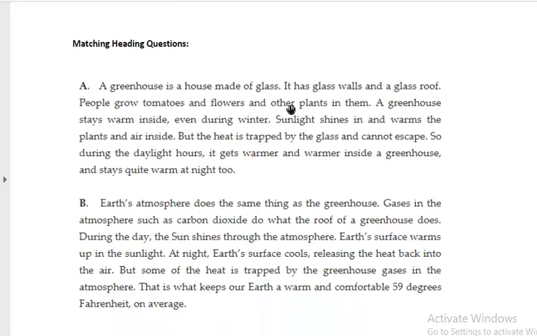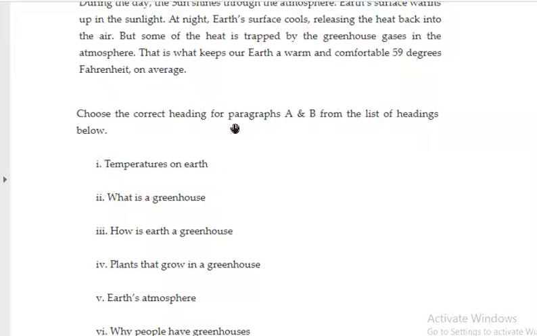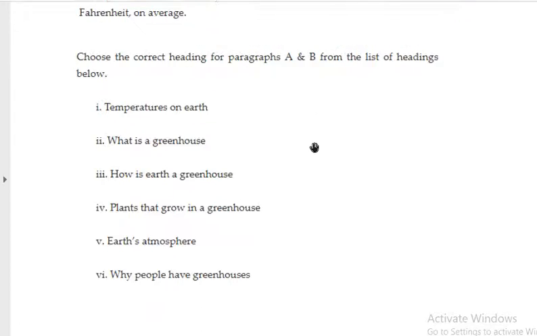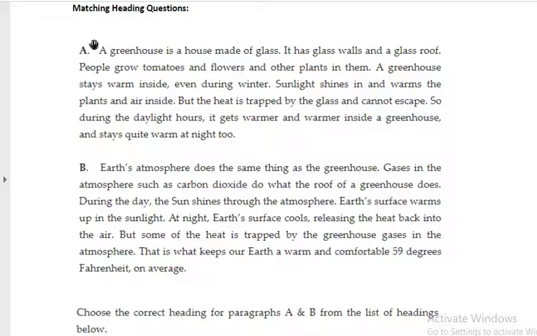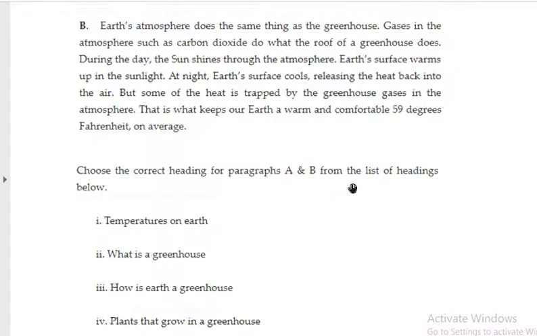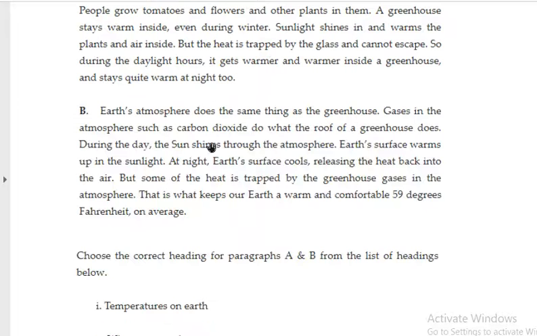Let's take an example here. This is an example of matching heading questions, with paragraph A and paragraph B, and now choose the correct heading for paragraphs A and B from the list of headings below. Now you are supposed to read all these options first. Option number 1 is temperature on earth, 2 is what is greenhouse, number 3 is how is earth greenhouse, and plants that grow in greenhouse. And now you are supposed to read whole paragraph A and paragraph B and compare which option, number 1, number 2, or number 3, could be the best title of that paragraph.